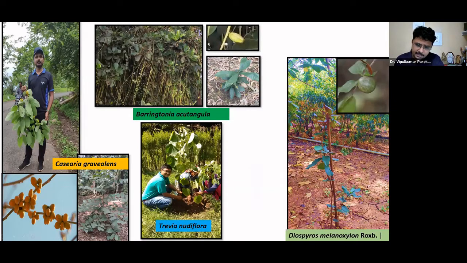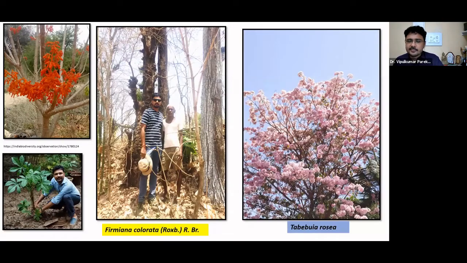She is a mineral. She is also working very hard to conserve the biodiversity. And we are also conserving the flowering trees. This is the Firmiana colorata that we have collected and reported from the forest. And this is a beautiful tree, as well as the Tabebuia rosea. This is also available in our biodiversity conservation. You can see the bloom.